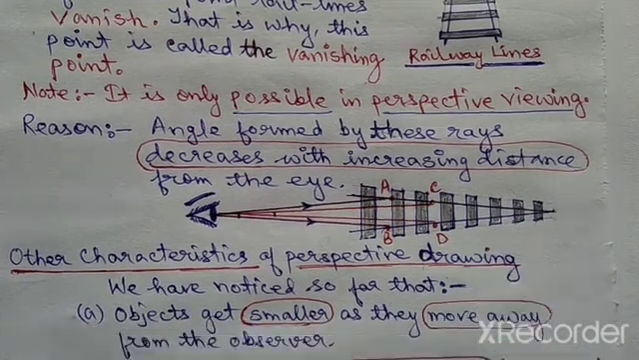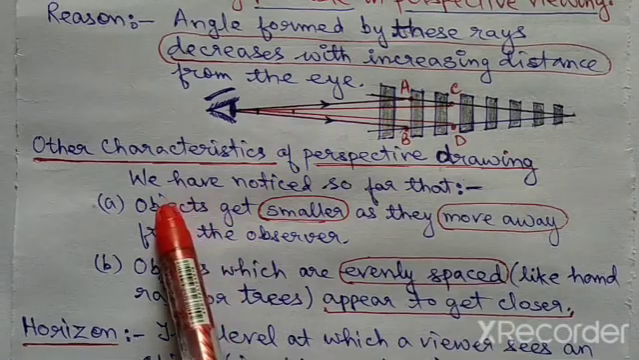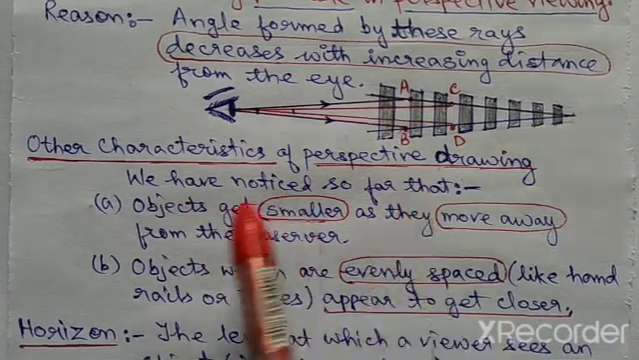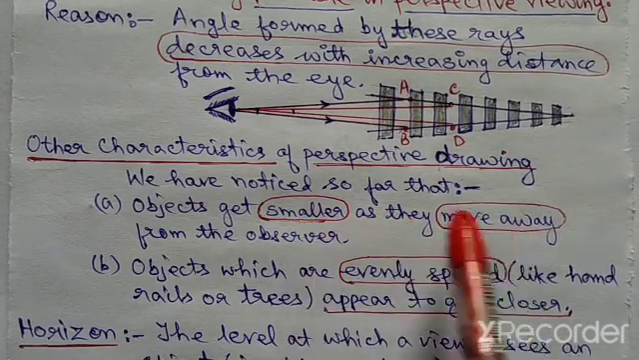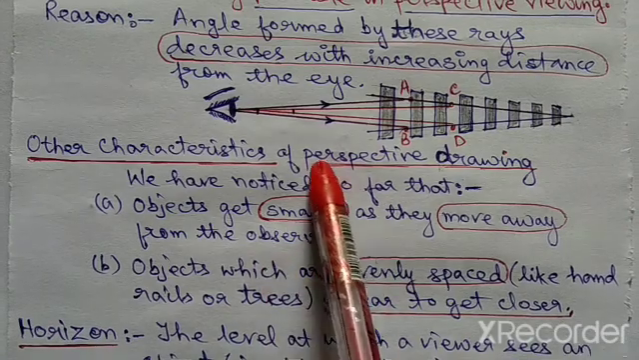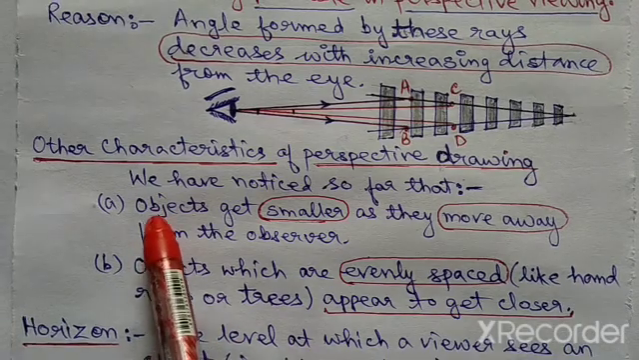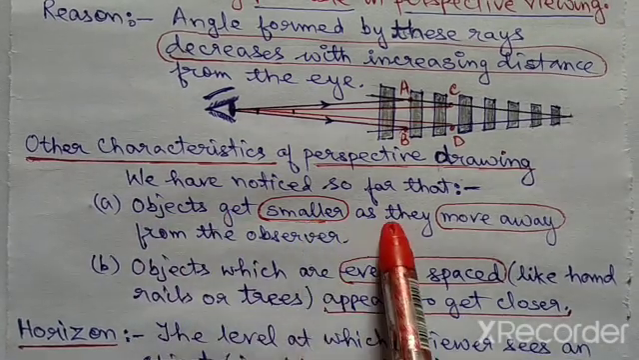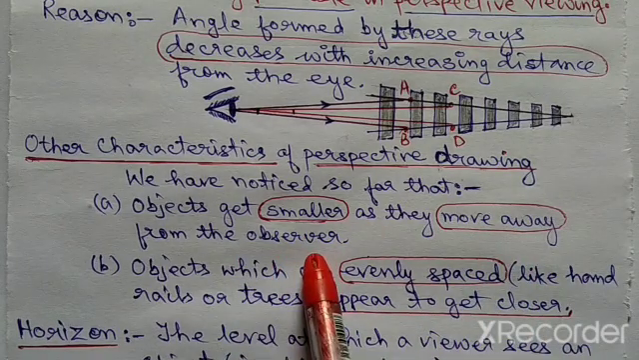Now children, other characteristics of perspective drawing. We have noticed so far that objects get smaller as they move away from the observer. As I told before, this is the characteristic of perspective drawing. Whenever you see a drawing that is in perspective, you will see the objects become smaller as they move away from the observer, as in the example which I discussed earlier.